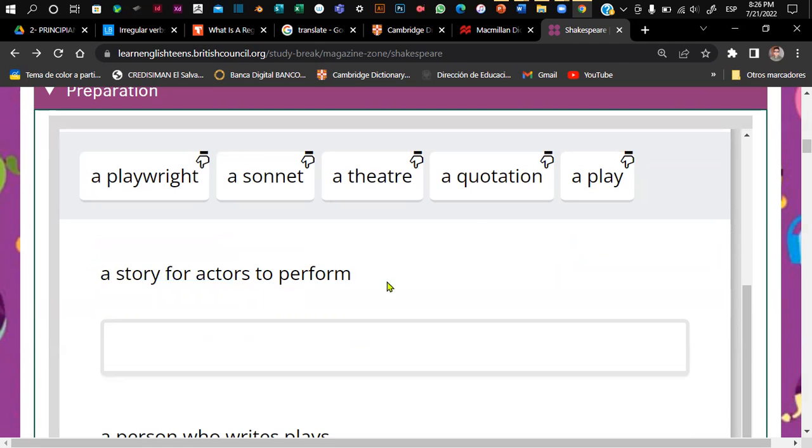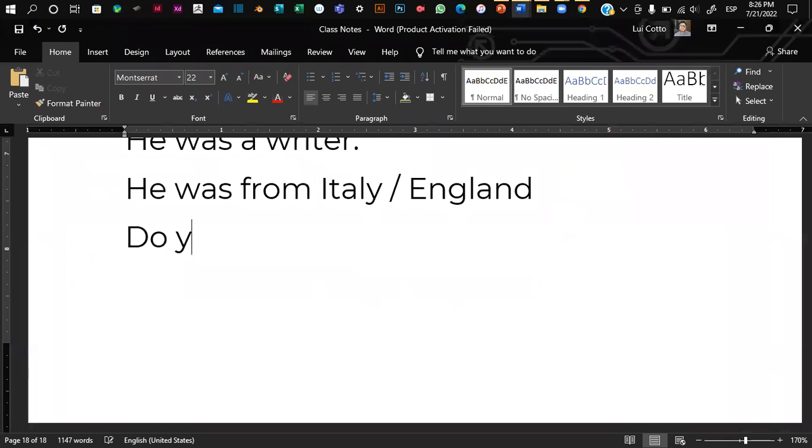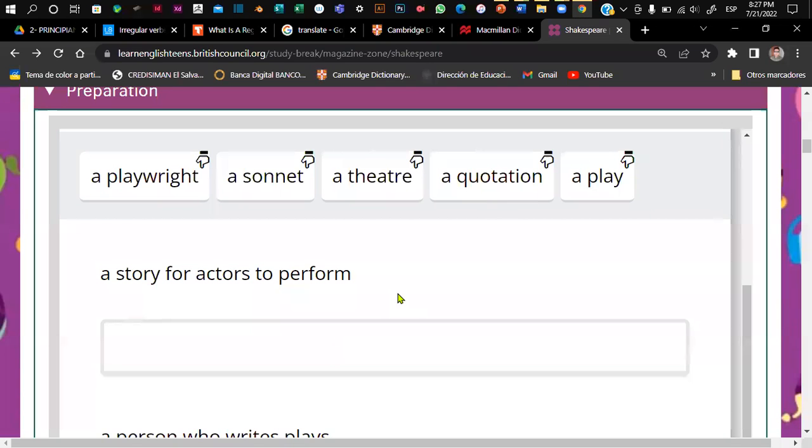Which one? This one, a quotation. Quotation, okay. Do you agree, guys? ¿Están de acuerdo? Do you agree? Playwright. A verb. A playwright. Okay, we have a different opinion, a playwright. Okay, which one do I take? ¿Cuál tomo? Which one do I take?